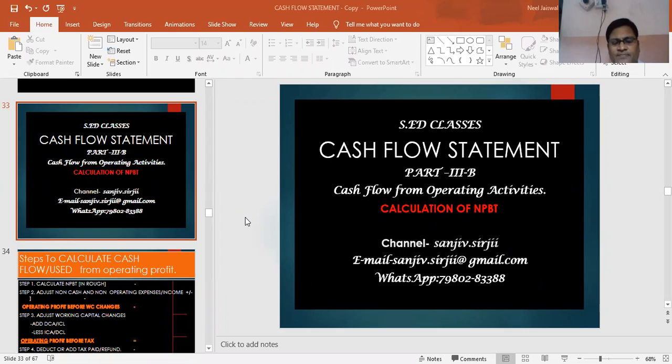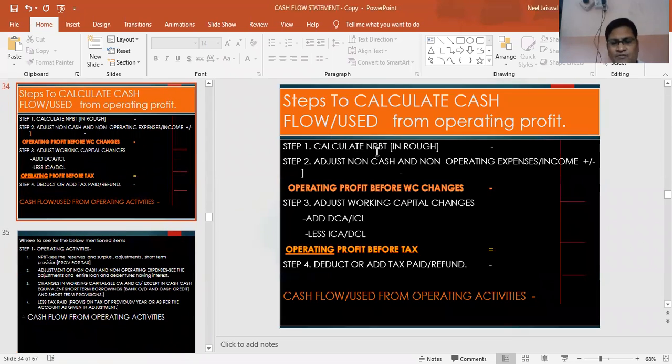Before we do the sum, let's recap what things we need to do in cash flow statement and what the steps are in finding out the operating profit first, because we have three activities: operating, financing, and investing. So we are dealing with operating activities. Step one, we have to find out net profit before tax. This is shown outside the cash flow statement, and this is all we will be learning today.